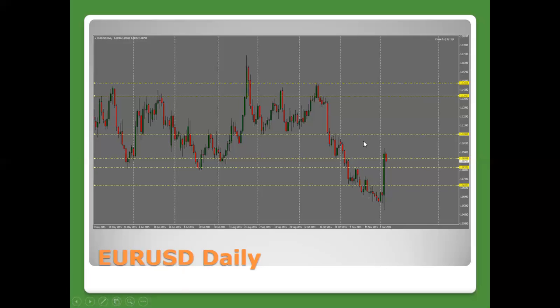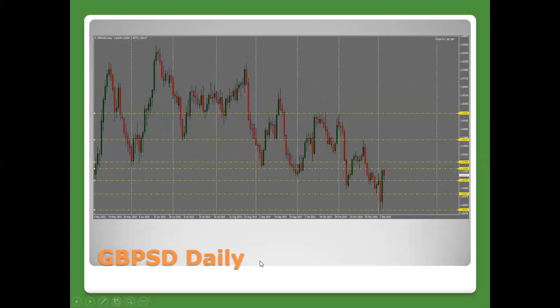So this is a very recent Euro US dollar daily chart example. And then we have the pound here as well. Pound did the same thing.